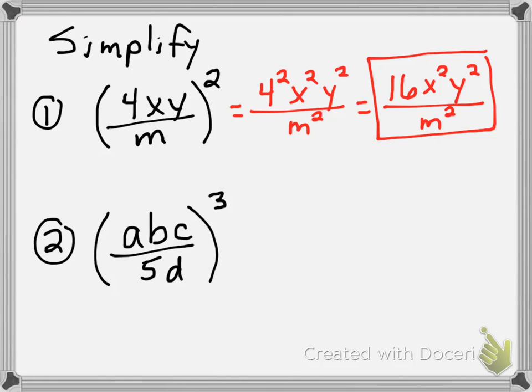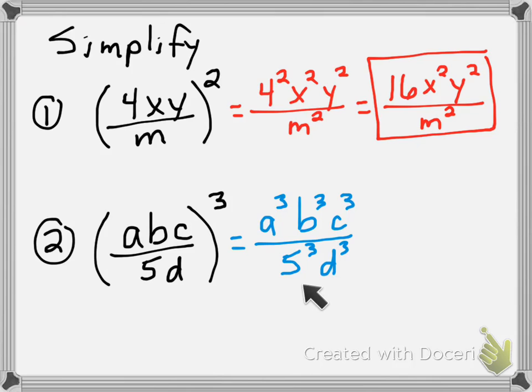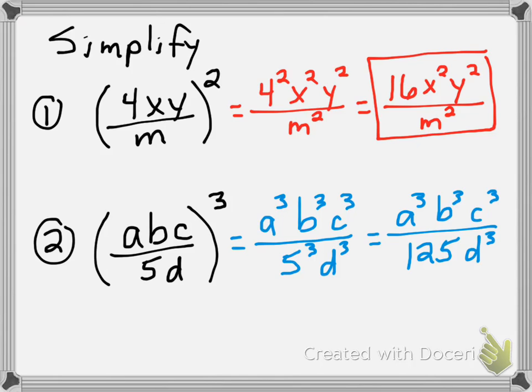For number 2, everything gets the exponent. So I get a to the third, b to the third, c to the third, over 5 to the third, d to the third. Then the only thing here I can simplify is 5 to the third power. Okay, so I still have a to the third, b to the third, c to the third in my numerator. And I have 125 times d to the third in the denominator. Same rule. Okay, all of it gets the exponent.